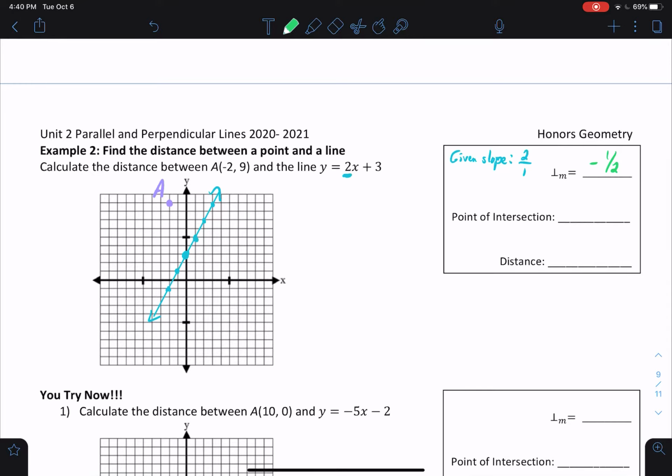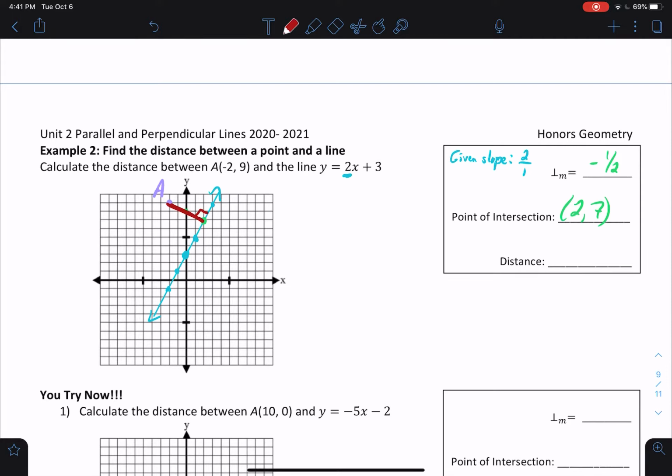So I'm going to start now at the point, and I'm going to apply the perpendicular slope. So I start at A, I'm going to go down 1 to the right 2, down 1 to the right 2. And you see that it intersects at that point, which is 2, 7. So the point of intersection is 2, 7. So to find the distance between A and this line, I need to find the distance right here, that red segment, because that is going to meet my line perpendicularly.